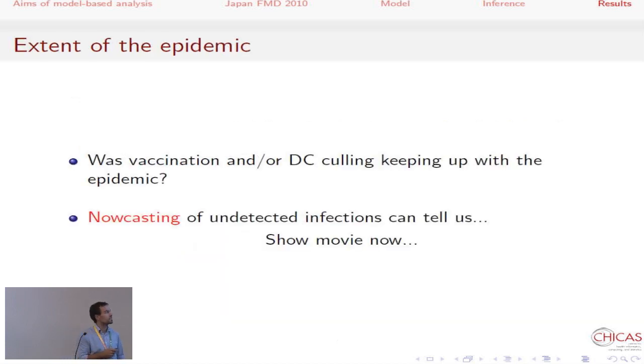I'd be interested in comments. So the following question then is, was vaccination and/or DC culling keeping up with the epidemic? We can do this by looking at the spatial distribution of these undetected infections.